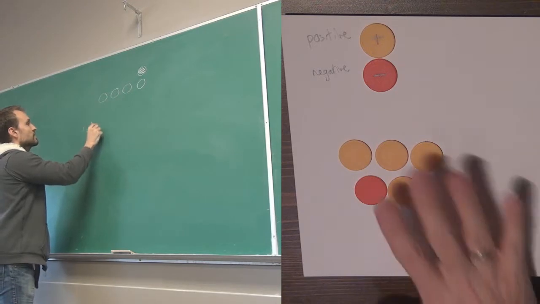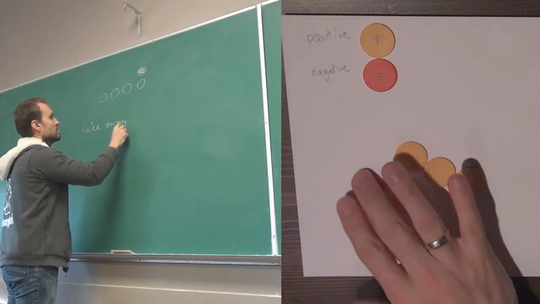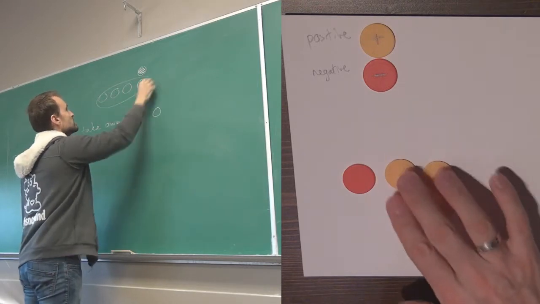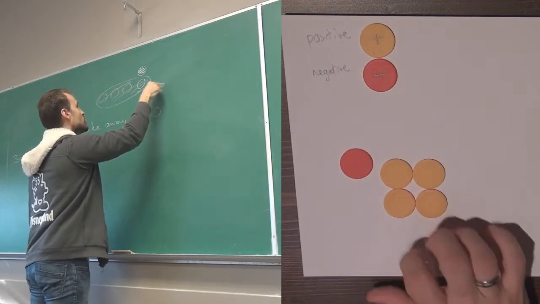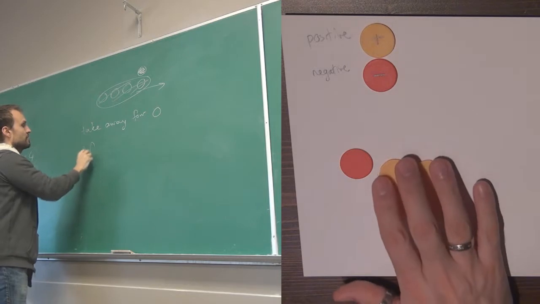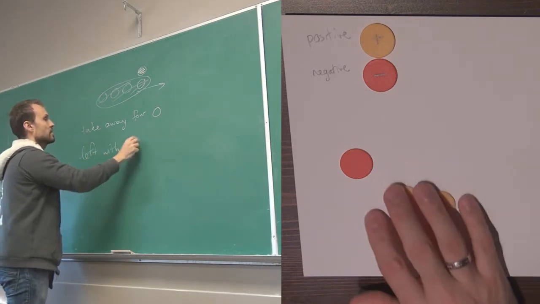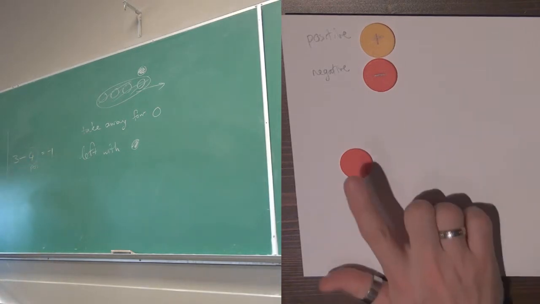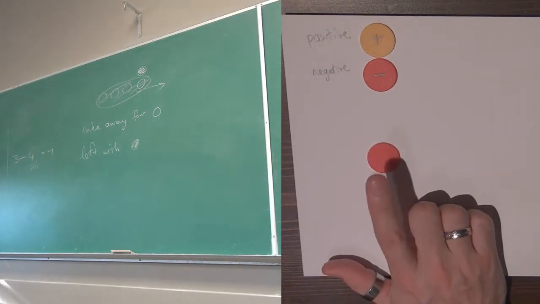Now take away, I'll write it in words, 4 positive tokens. So that has to go. And I'm left with, clearly, a negative token. Very different, but it's nice.